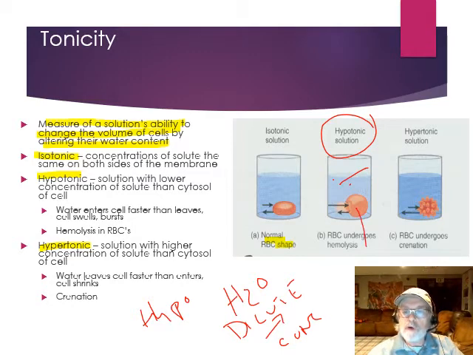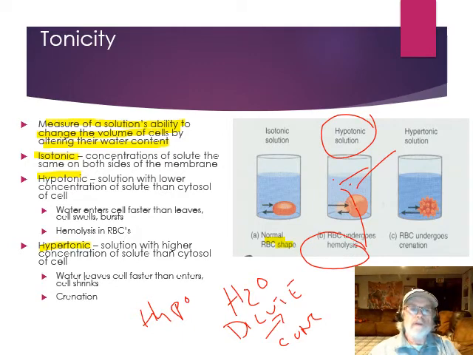So if the inside of the cell is more concentrated and the water outside is more dilute, where's the water going to go? It's going to go from the outside inside the cell. As a result, the cell is going to get bigger and bigger, and it bursts. And that bursting is called hemolysis. So in a hypotonic solution, the solution outside the cell is more dilute, has a lower concentration of solute, higher concentration of solvent. In the human body, the solvent is what? Water. Therefore, water is going to enter the cell faster than it leaves, and the red cell is going to swell. It's eventually going to burst.